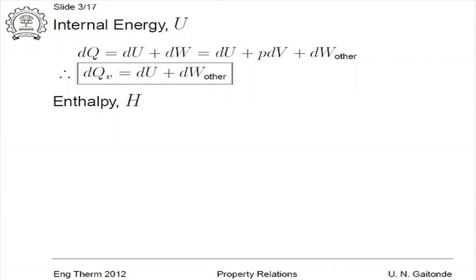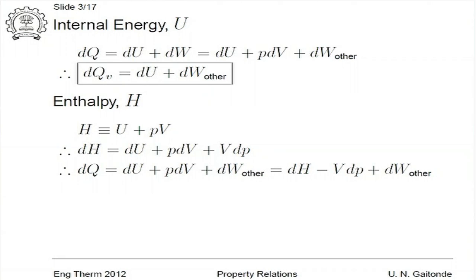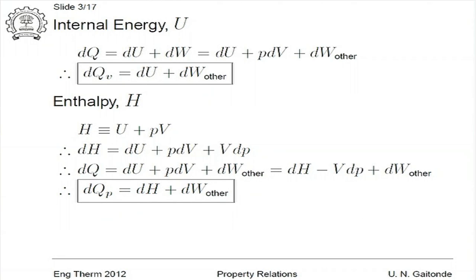We are also familiar with the second energy function, enthalpy. It is a derived function. And we have defined enthalpy equal to U plus PV. Differentiating this, we get dH equals dU plus PdV plus VdP. If you use the first law, dQ is dU plus PdV plus dW other. Substitute for dU plus PdV from this expression and you will get dQ is dH minus VdP plus dW other, from which we see that dQ, the heat absorbed at constant pressure, is dH plus dW other.